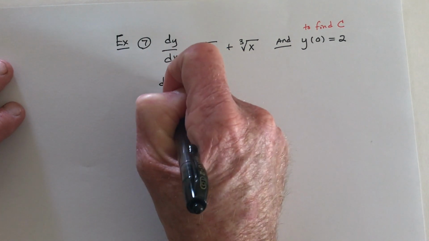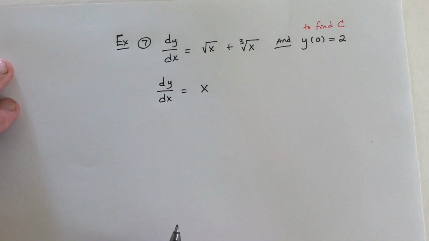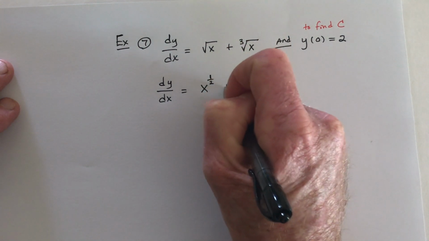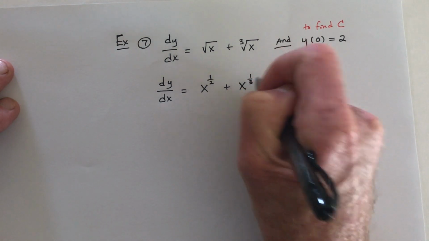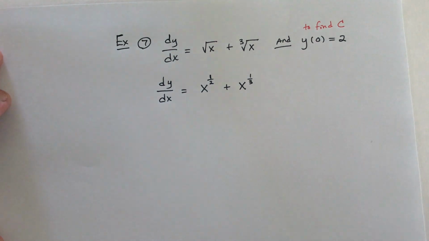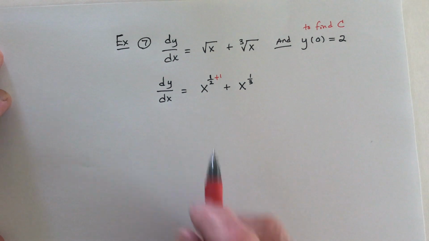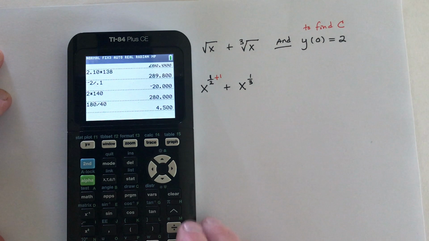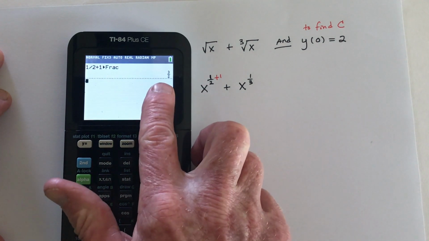So before I can do the antiderivative, I need to go to each one of these and rewrite it as x raised to a power. Well, when it's square root, that means the 1/2 power. And when it's cube root, that means that it's the 1/3 power. Now go to each one, add 1 to the exponent. So this would be 1/2 plus 1. If you change that to a fraction, that says 3/2.